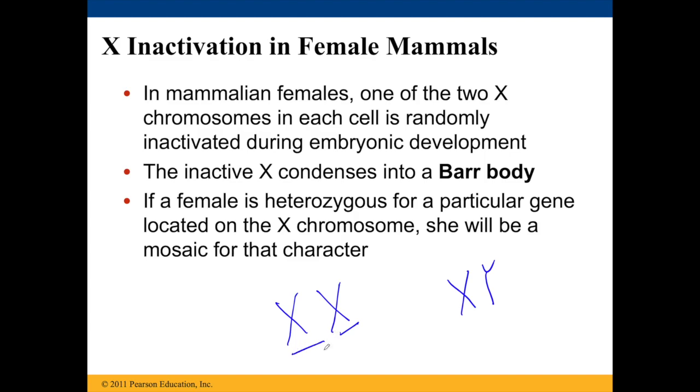So in order to solve that problem, what happens is inside the cell of every single female, 1 of the 2 X chromosomes is inactivated or turned off. And that inactive X is called a Barr body. So 1 of these 2 is going to be switched off.